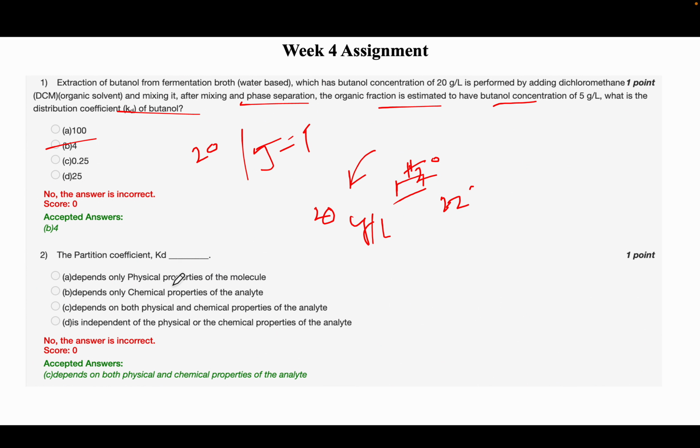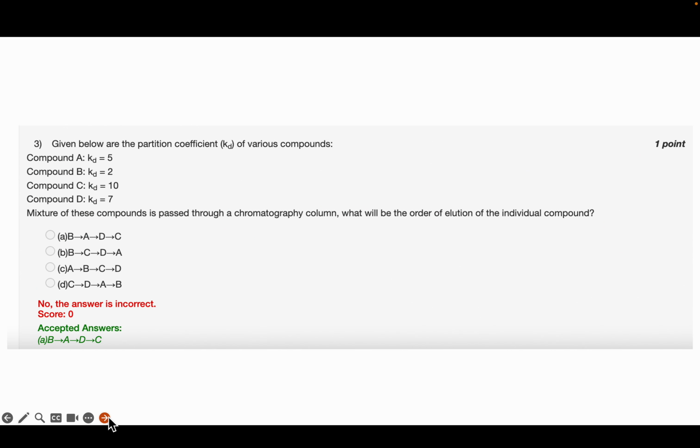The partition coefficient KD depends on physical properties of the molecule, depends only on chemical properties of the analyte, depends on both physical and chemical properties of the analyte, or is independent of the physical and chemical properties of the analyte. It definitely depends on both physical and chemical properties of the analyte.